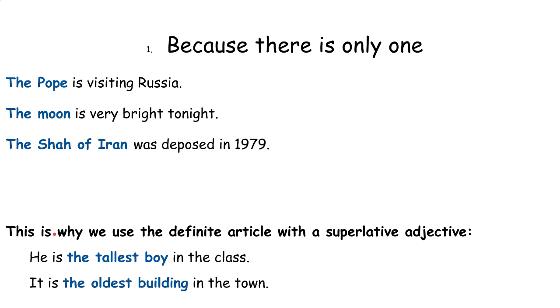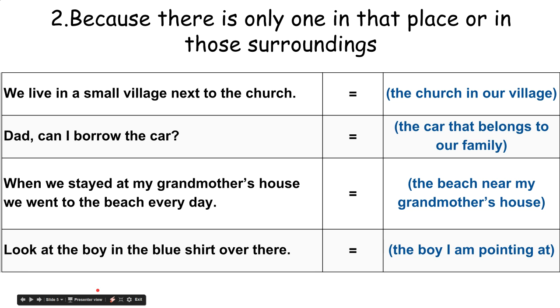In the same way, we use a definite article with superlative adjectives. For example, he is the tallest boy in the class. So in the entire class, he is the tallest. So he is the one. That's why we say the. I'm sorry, it is the oldest building in the town. My bad. It is "thee" oldest, because it's a vowel sound, oldest. So it is the oldest building in the town.